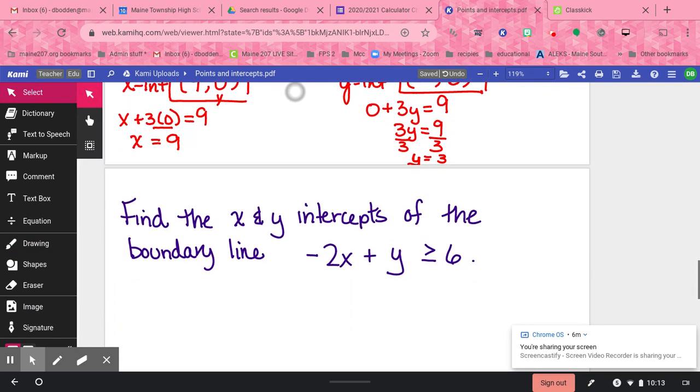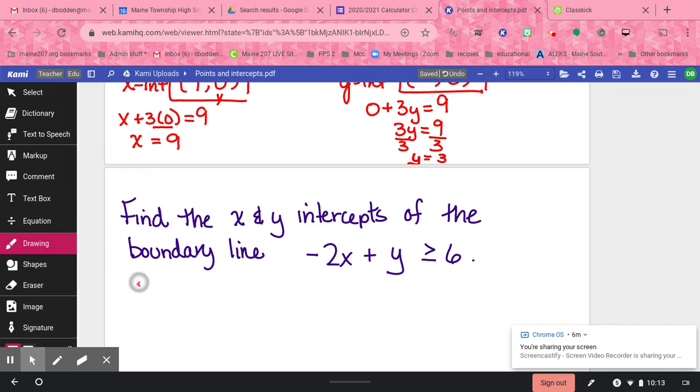Last example, we're going to look at an inequality or a boundary line. Same idea, x and y intercept. So my x-intercept is where this boundary line crosses the x-axis. That means my y value is 0. When you're dealing with an inequality and you're finding the x and y intercepts, we really just care about the boundary line. So for these examples, you can think of this inequality symbol as just being an equal sign because we're just focusing on that boundary line.